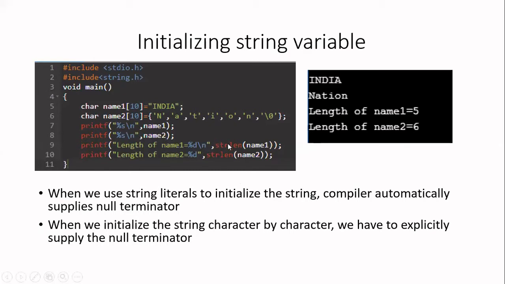When you want to use the function strlen, you have to include the header file for that. The header file here is string.h. So you include the header file string.h before you use the function. Now I want to print the length of both the strings. So I am now printing the message length of name1 is equal to %d. Why I am writing %d is this strlen will return one integer. So that integer I want to print on the screen. So I am writing %d here.